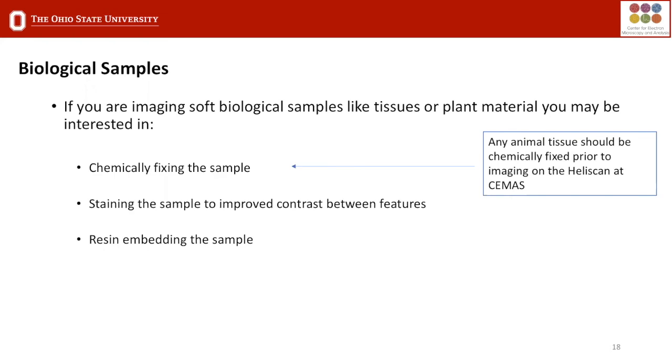Since soft biological samples are usually not very X-ray attenuating, it may be worthwhile thinking about staining your samples with heavy metals. This will help improve the contrast between your features. And finally, you could think about resin embedding your sample. This will help you limit your sample from moving during the scan, and it will also be useful if you plan to perform other imaging using other techniques at CMAS.